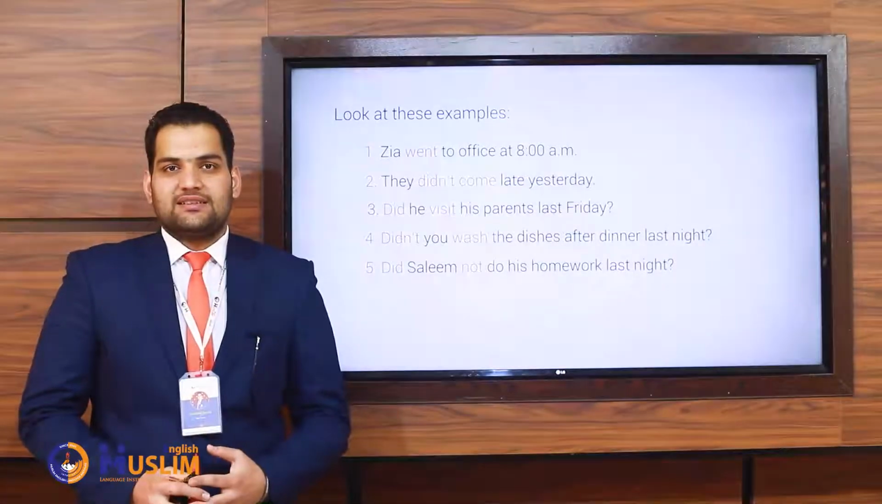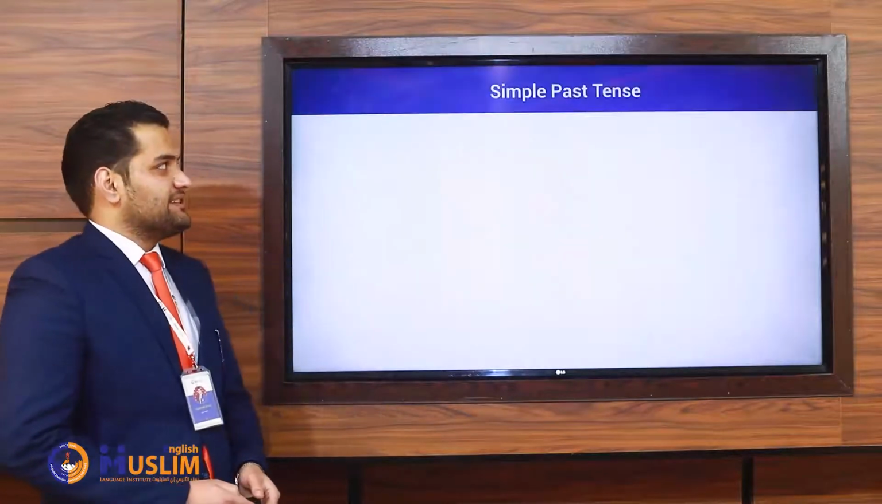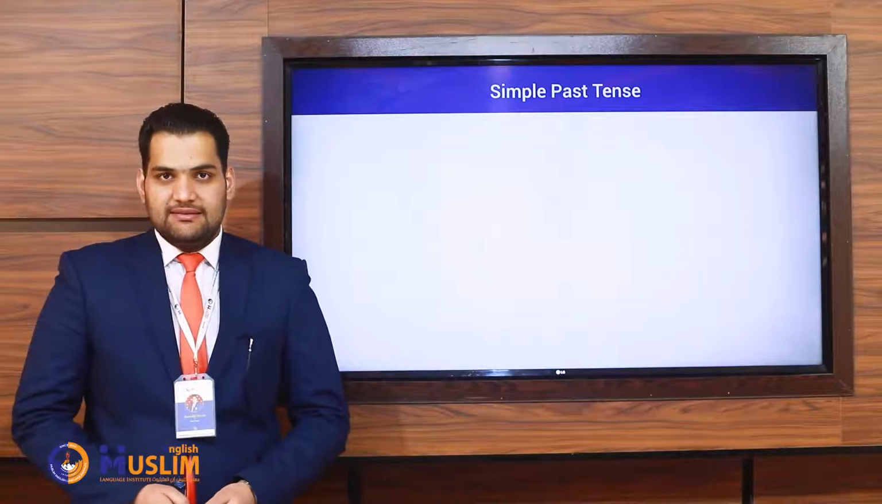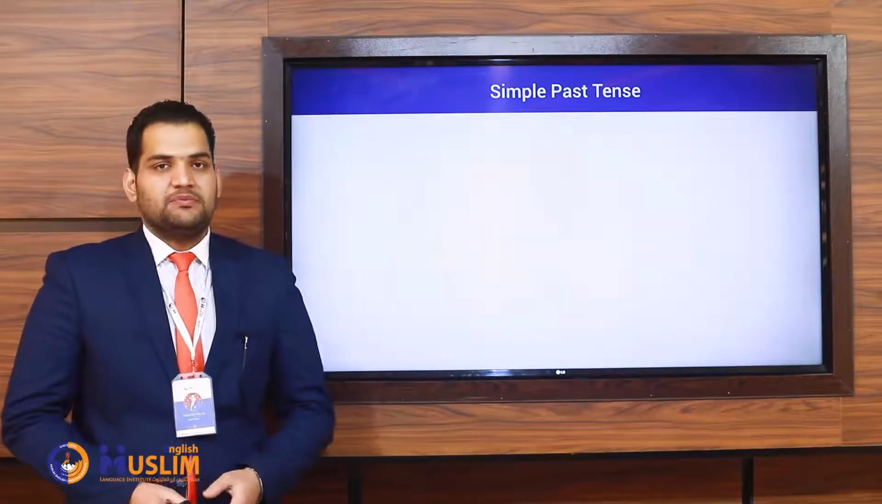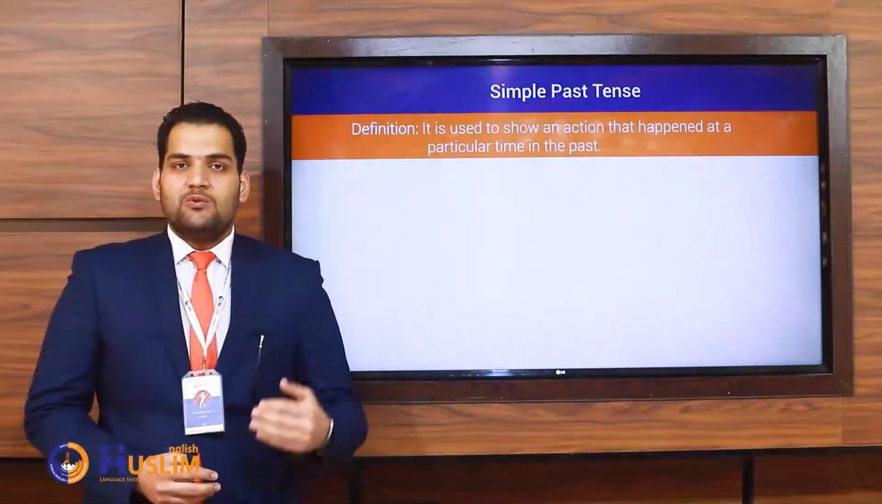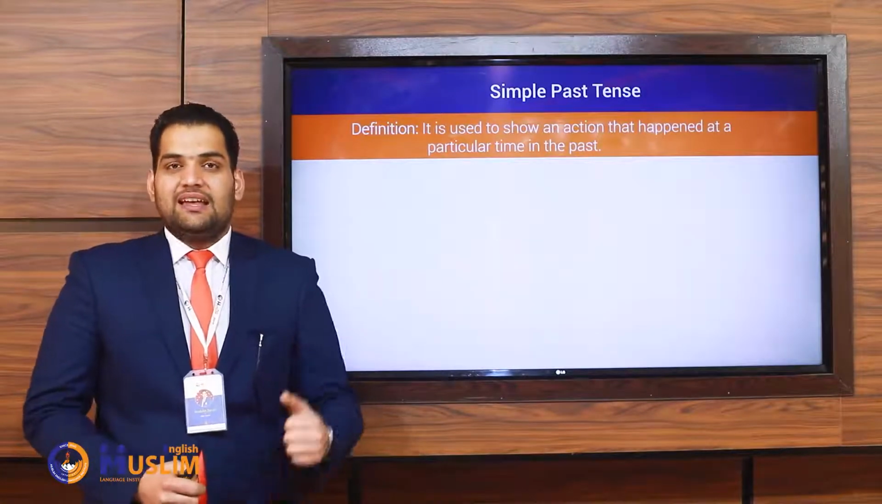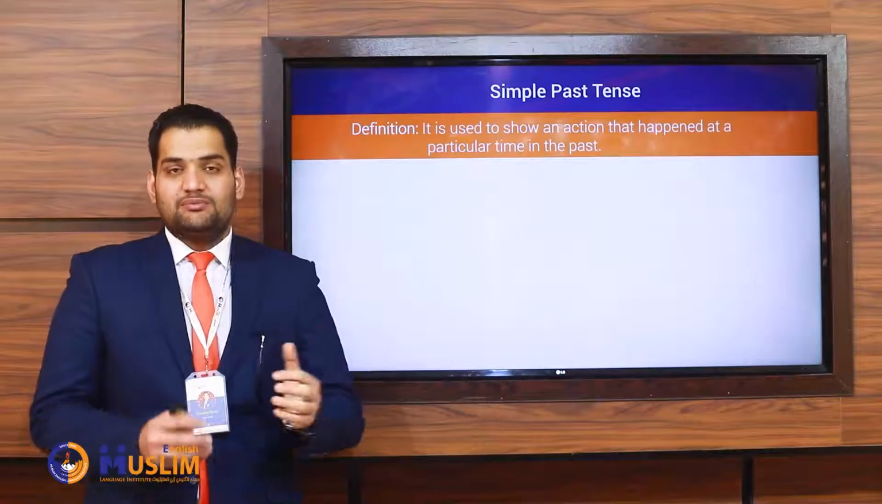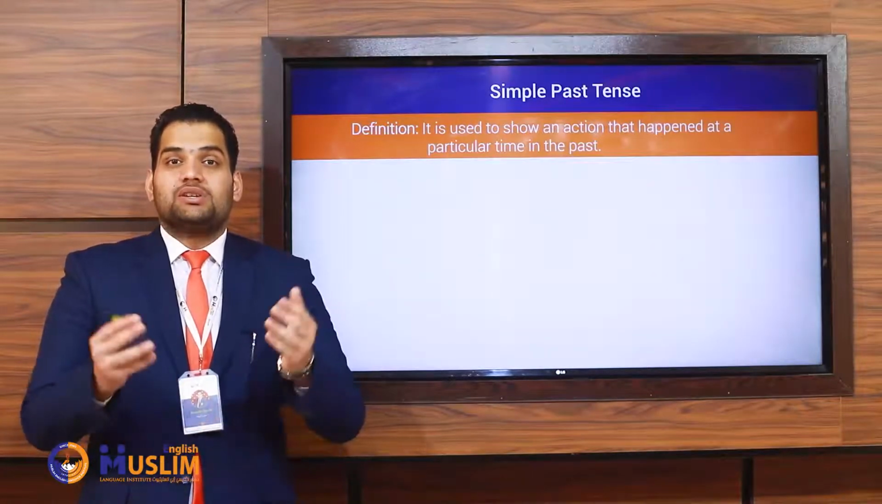I'm sure you have guessed correctly. Today we're going to study a tense, and the name of that tense is simple past tense. It is also known as the past indefinite tense. Now, what is it? It is used to show an action that happened at a particular time in the past. In simple words, we use the simple past tense to talk about an action or anything that happened in the past. But the most important thing here is the time. The time is clear, at a particular time.